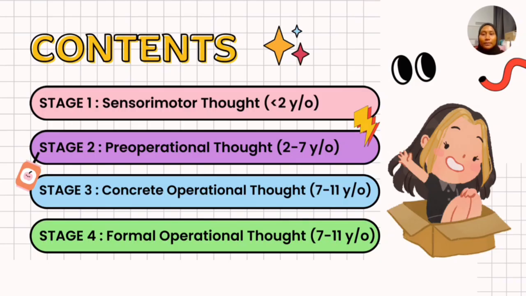So this will be our table of contents, which consists of stage 1 sensorimotor stage, stage 2 pre-operational stage, stage 3 concrete operational stage, and stage 4 formal operational stage.